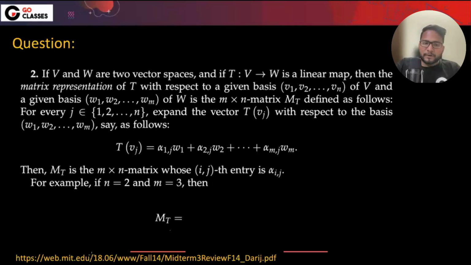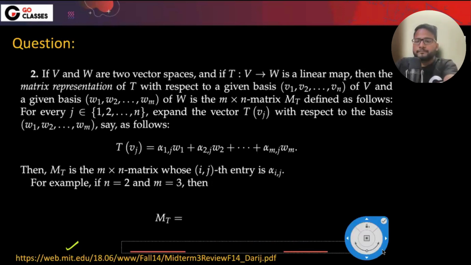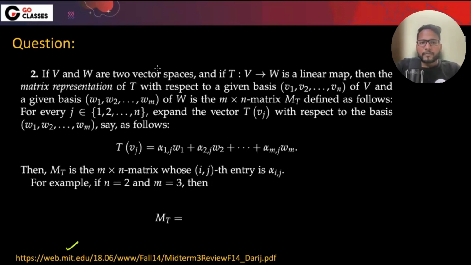Let's just see this particular question from MIT. Let's just say what they are saying. Do you want to do this question? What they are saying is that, let's suppose V and W are two vector spaces, and T from V to W is a linear map. Then the matrix representation of T with respect to the basis B1 to Bn of V and the given basis of W, M2, is defined as follows. So basically they are looking for M2.